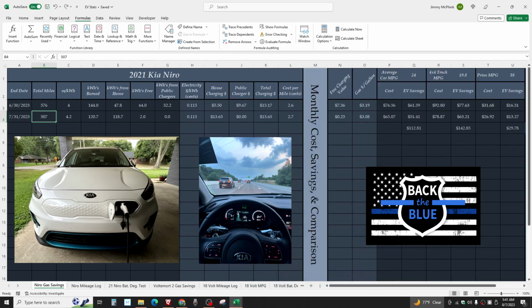Good morning from Jonesboro, Arkansas, August 7th, 2023, 5:41 a.m. Let's look at how much we saved the first full month of owning the 2021 Kia Niro EV.